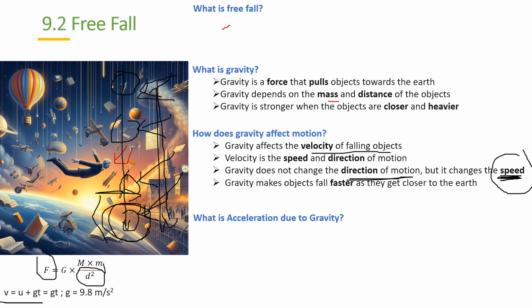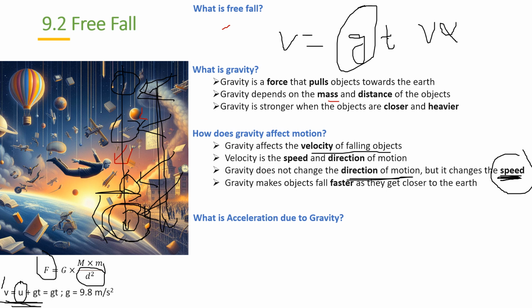The second way to look at it is, V is equal to U plus GT, where U is the initial velocity. Ignore it for now. V is equal to GT, where G is acceleration due to gravity. Now G is constant, correct? So we can write it as V is proportional to T. Earlier, T was 0, then 1 second, 2 seconds, 3 seconds, 4 seconds. T is increasing, so the velocity of the body should also increase.